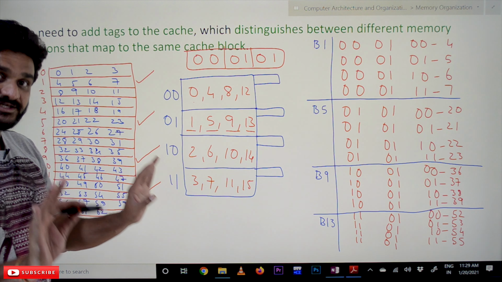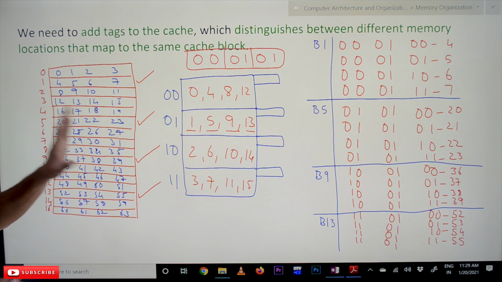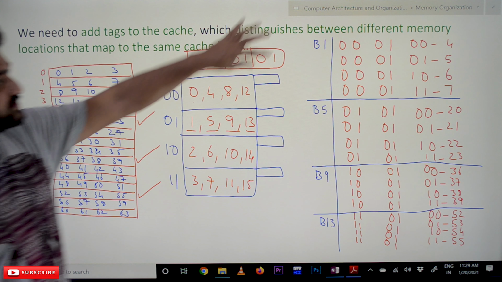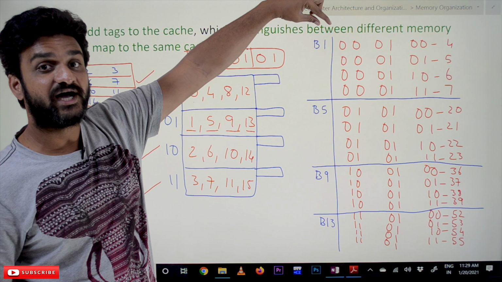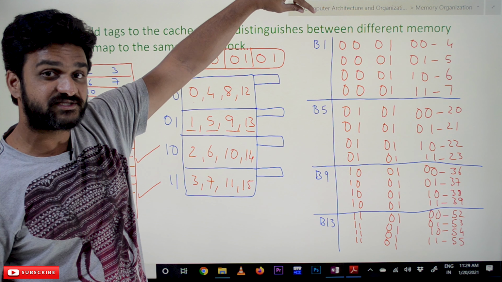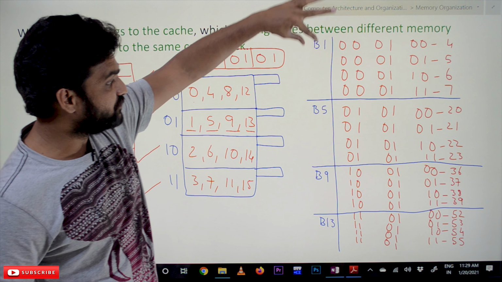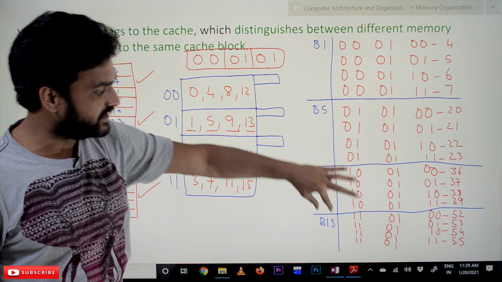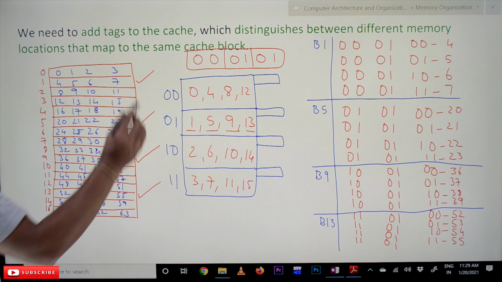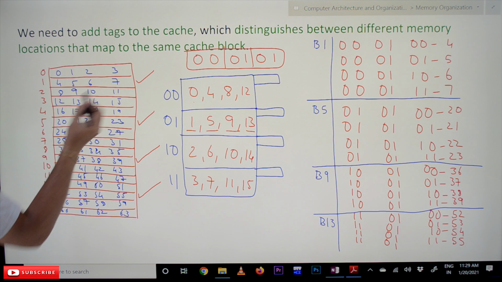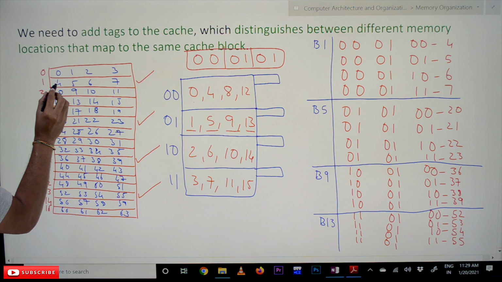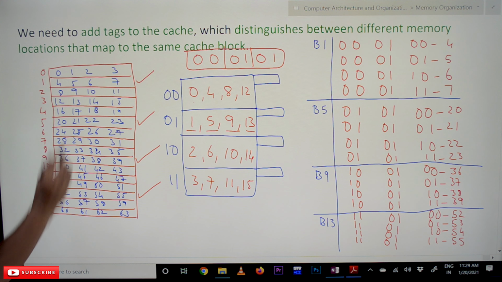Okay, let's try to understand that. So now let's try to understand the binary representation of each word address that block 1 is capable of, block 5 is capable of, block 9 and block 13 is capable of. So what are the words that are present in block 1? Block 1 consists of the 4th word, 5th word, 6th word and 7th word.